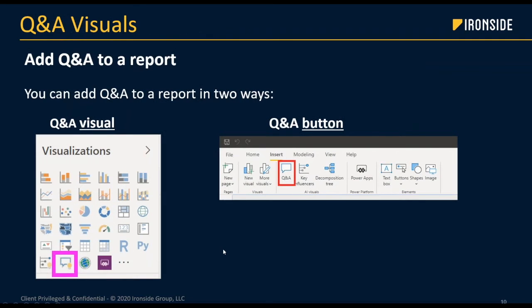Okay, so how do you add a Q&A to a report? So from a developer standpoint, how do you implement it, right? And it's simple enough. It's actually just a visual, just like any other visual, just like a pie chart or a map or whatever it is. You drag it into your report, and it's a visual that a user can use. Additionally, there's also a button in Power BI Desktop, and if you're in Power BI Service, there is an icon in the ribbon too, right?